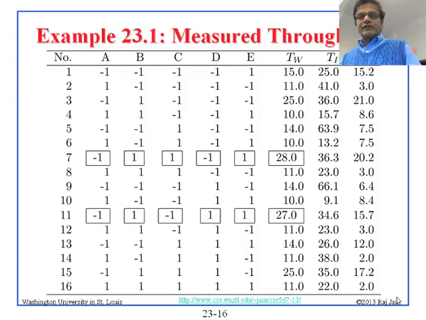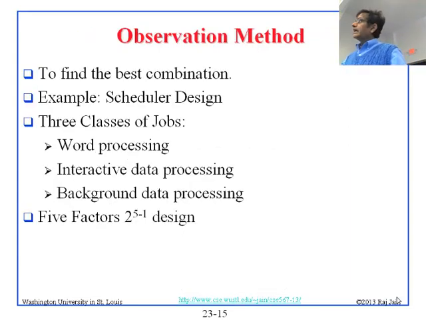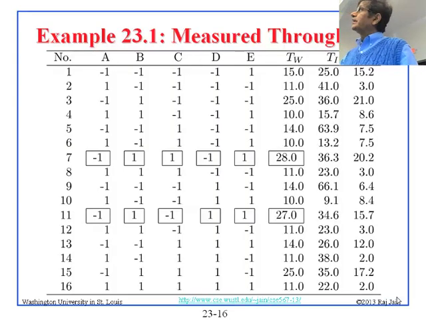The second one is the observation method, and I'm going to show this as an example. In this case, we had 5 factors, and they did a 2 raised to 5 minus 1 design. So they had 2 raised to 4, 16 observations, 16 experiments. Here are the 16 numbers. Here are the 5 factors, A, B, C, D, E.